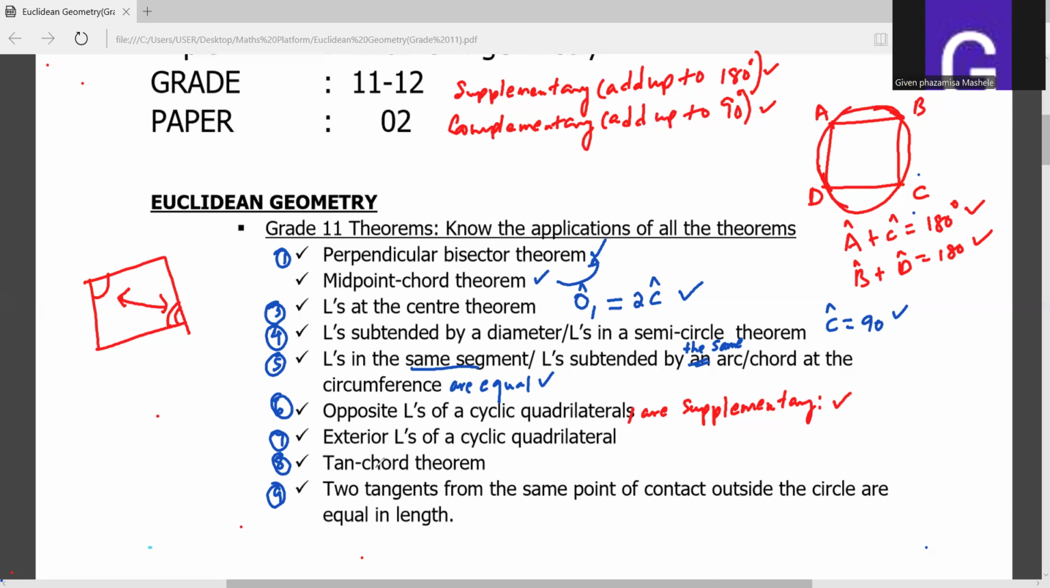Right, now we move on to theorem 7. Theorem 7 states that an exterior angle of a cyclic quadrilateral is equal to the opposite interior angle. I want to explain this, guys, because most learners, especially when they are using this theorem, tend to make a lot of mistakes. There's some misconception behind this theorem.